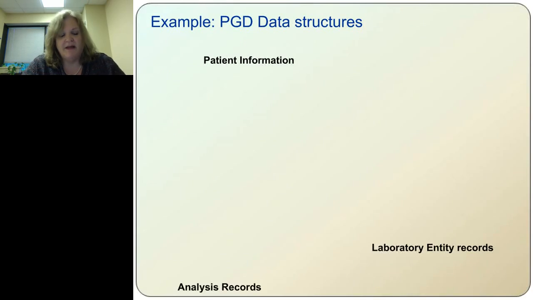So in our PGD data structure, we have essentially 3 different arms. We have the patient information that comes from the clinical requests. We have our laboratory entity records that are part of the actual laboratory function, and then we have our analysis records, which are the results of the statistical analyses.